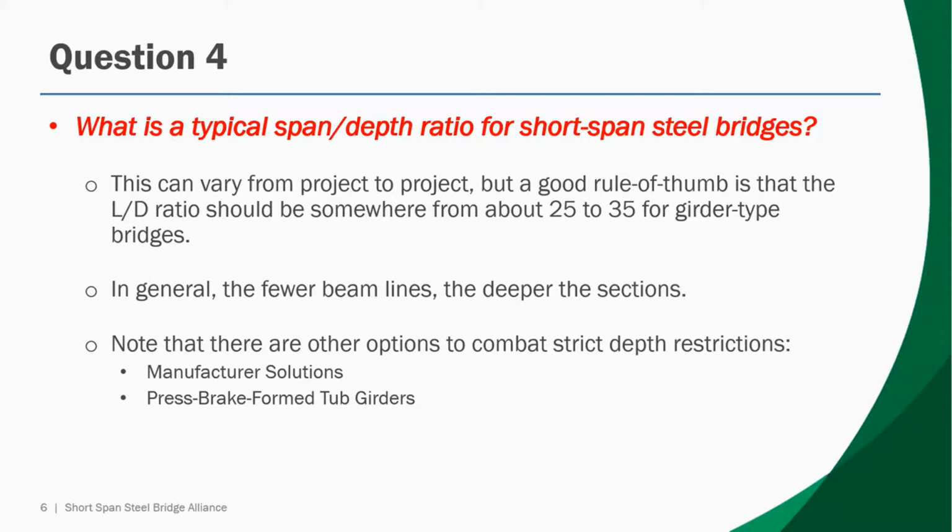In general, the fewer the beam lines, the deeper the sections, and that can change dependent upon your jurisdiction. Some jurisdictions have mandated cross sections that are going to govern the design. So you should always refer to your state and local guidelines for more details. Now, this guidance is specifically focused on looking at typical rolled beam or plate girder solutions. There are other options to combat strict depth restrictions, such as the manufacturer solutions found on the short span website, or some more innovative solutions such as press brake formed tub girders, which are designed to be shallow in situations with strict clearance requirements.